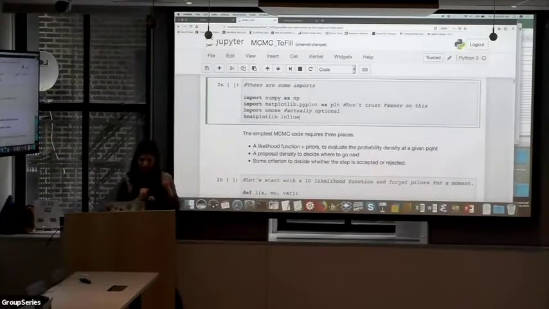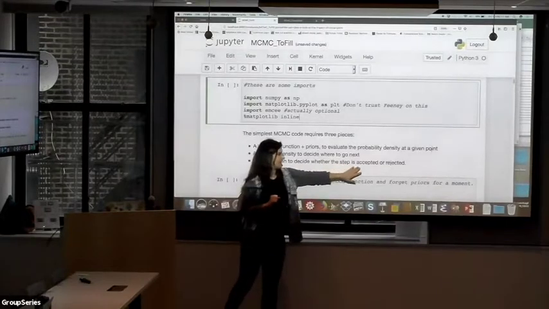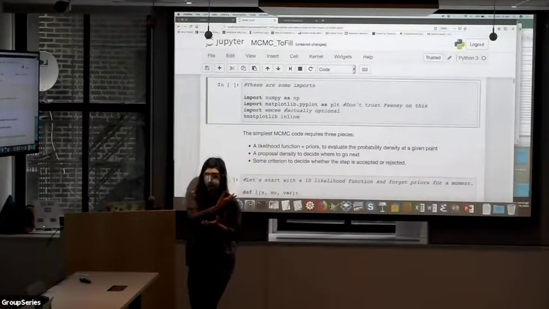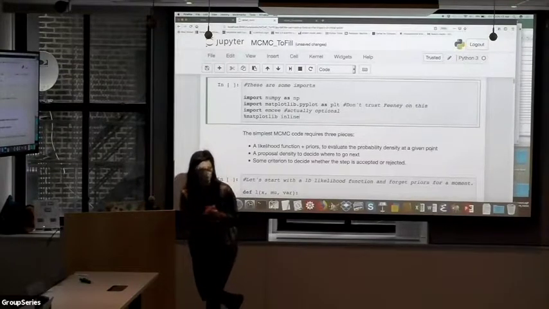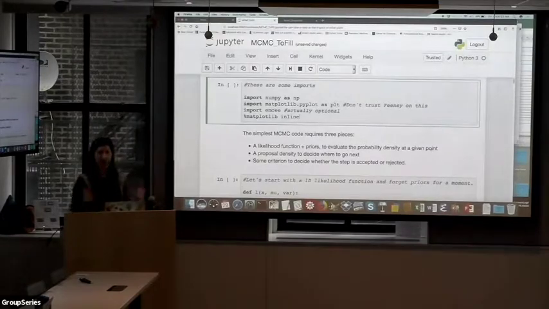And then finally, we need some criterion to decide whether the step is accepted or rejected. And what we use is Metropolis-Hastings, which is what we just saw in the slide, and what we will use to build our sampler. Are we done with the imports?